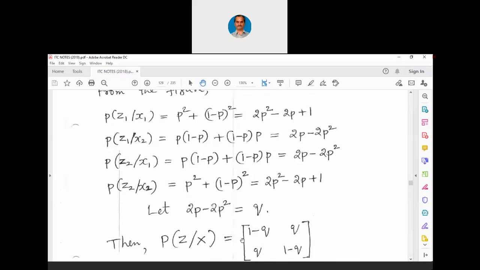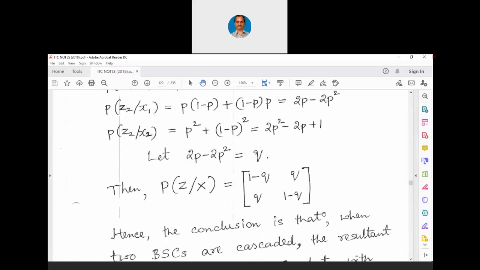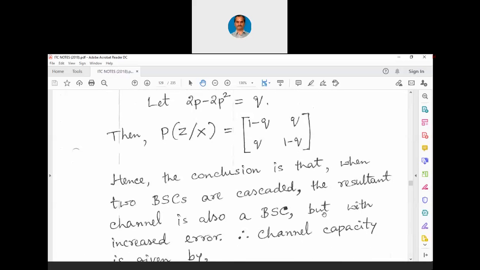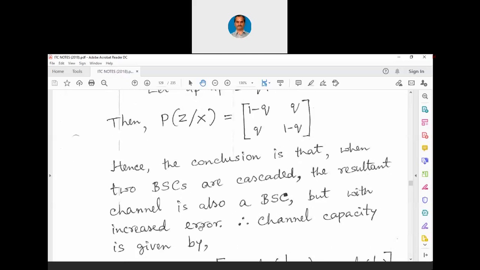Now we can write P of z/x as 1 minus q, q, q, 1 minus q, as I already told you. We can write this term as 1 minus q. This is now q, this is now q, this is now 1 minus q. Now this is going to be the noise matrix or the channel matrix for the cascaded channel. Hence the conclusion is that when two binary symmetric channels are cascaded, the resultant channel is also a binary symmetric channel but with increased error.